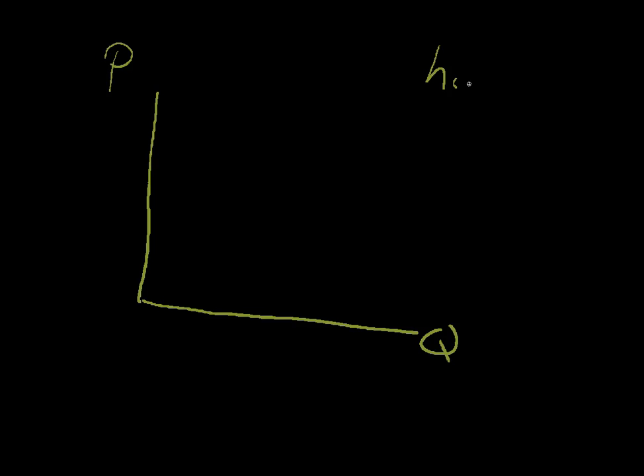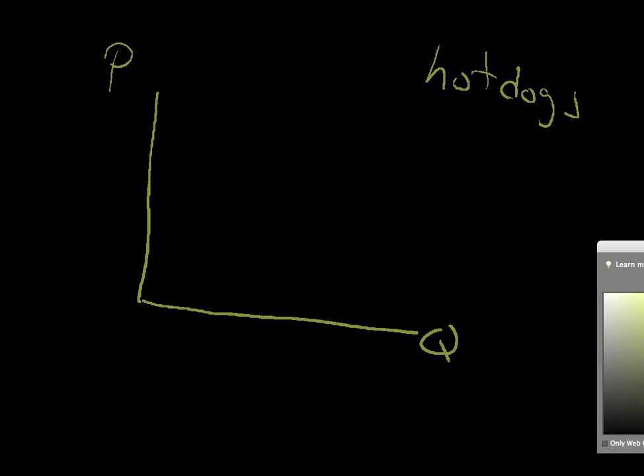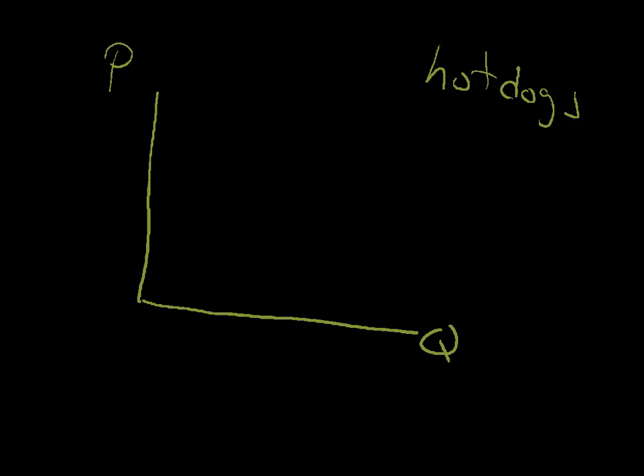Welcome back. We're now going to talk about equilibrium and we're going to talk about the invisible hand. What is the invisible hand? Well, we have quantity and price in a market like hot dogs. It's very simple. Now that you know about surplus, now that you know about shortage, it's actually pretty easy.